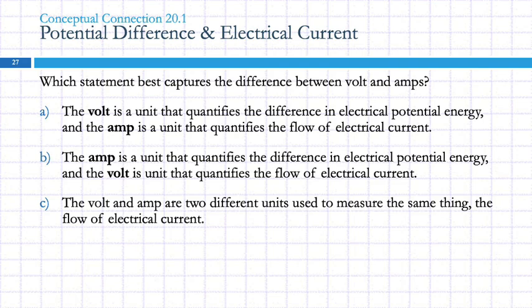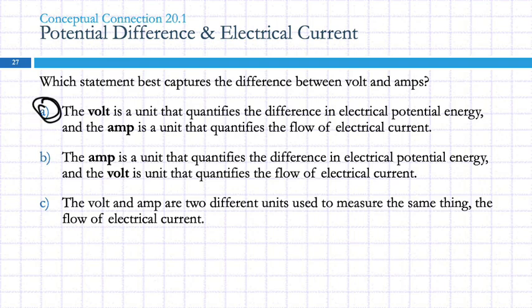Okay, so which statement best captures the difference between volt and amps? The volt quantifies difference in potential energy. The amp is a unit that quantifies flow. Choice B is the opposite of that, and choice C is saying they're the same thing, that they both measure flow of electrical current. A. So volt is a difference in electrical potential energy. Amp quantifies the flow.